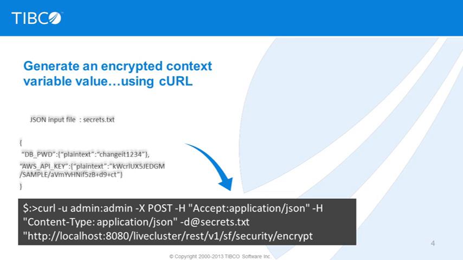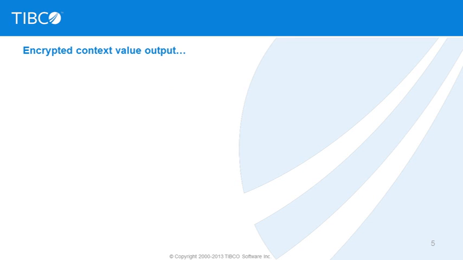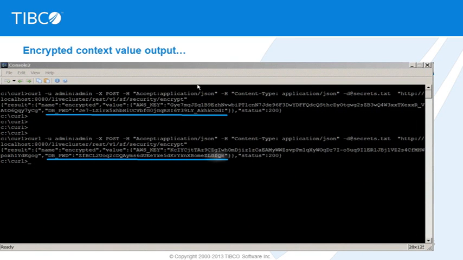And then we post this through the security/encrypt REST URL at the Silver Fabric server. And lo and behold, we got an encrypted value back. In this case, it's underlined by the blue marker. DB password is now JE7LZ, etc. If you run it a second time, you notice that the DB password becomes ZFBC, etc.